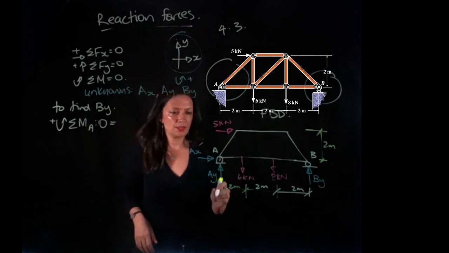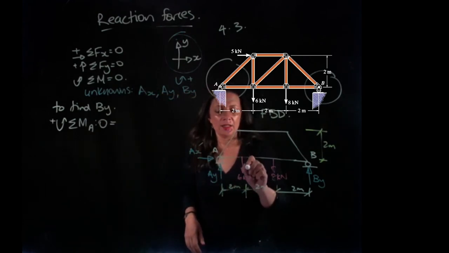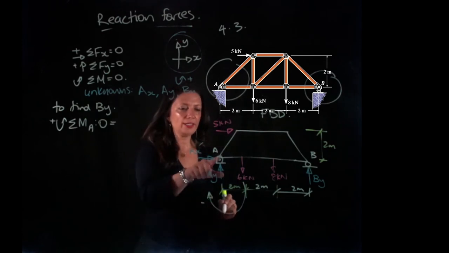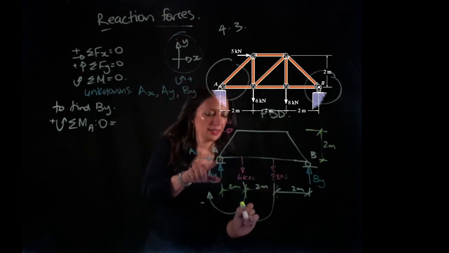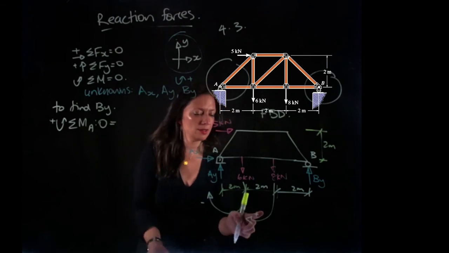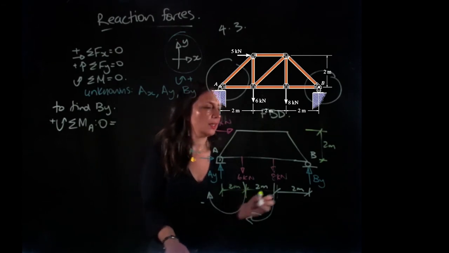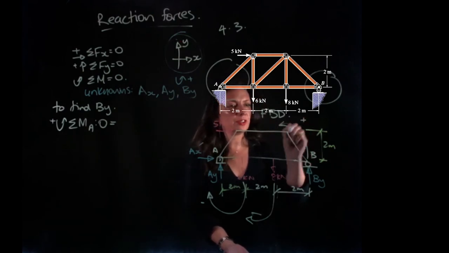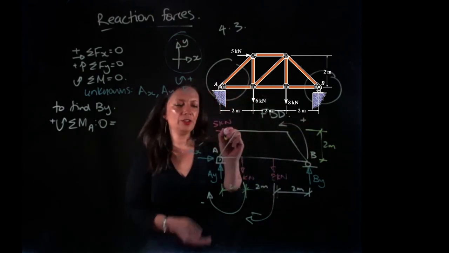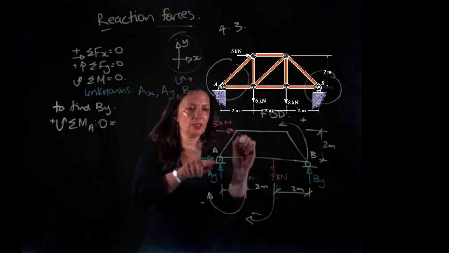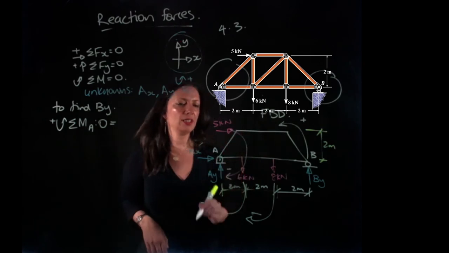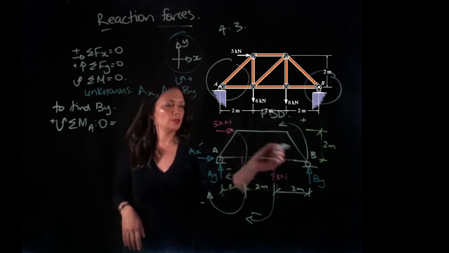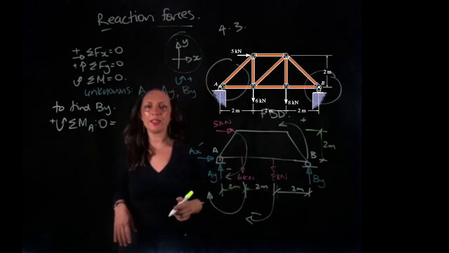So let's take a look. The 6 kilonewton force is going to rotate negative around A. The 8 kilonewton force will do the same thing, it's negative. BY is going to go in the positive direction, and the 5 kilonewtons is going to rotate in this direction, and that's also going to be negative. So all we need to know is our perpendicular distances, and we should be able to calculate everything.